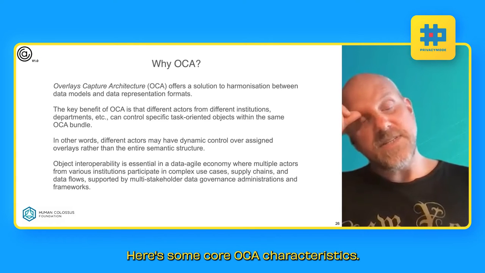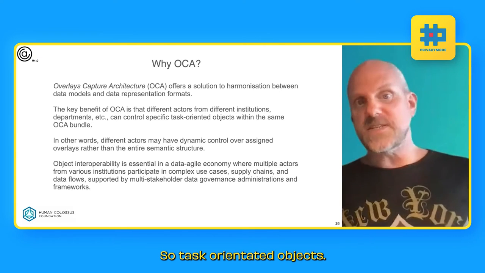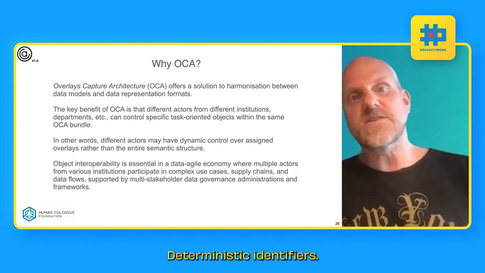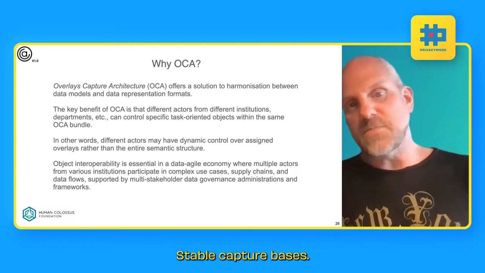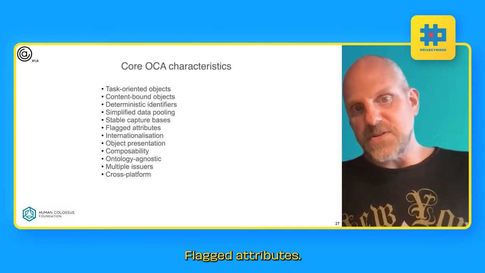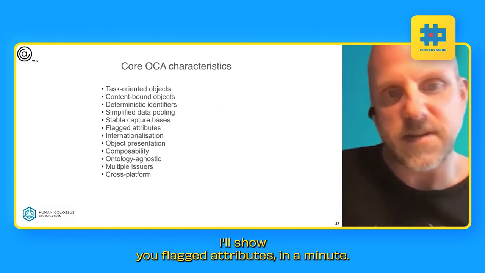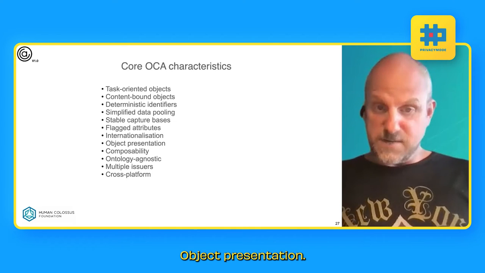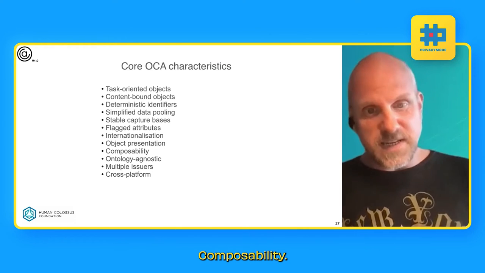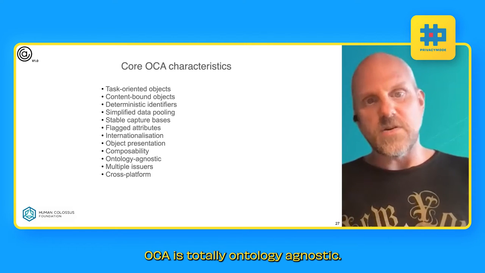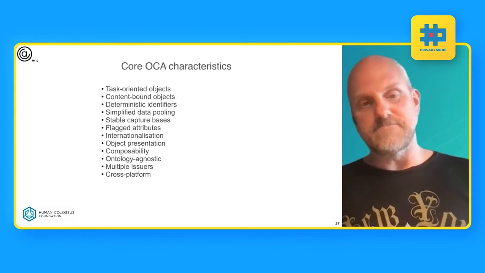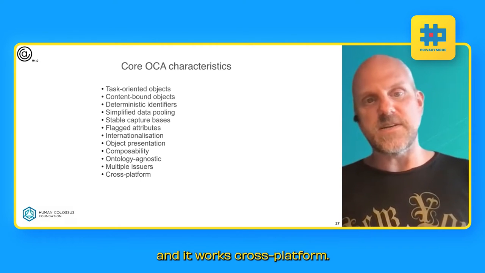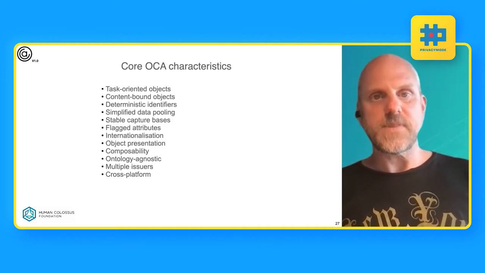Here are some core OCA characteristics: task-oriented objects, content-bound objects, deterministic identifiers, simplified data pooling, stable capture bases, flagged attributes. I'll show you flagged attributes in a minute; you'll see some code in a second. Also internationalization, object presentation, composability. OCA is totally ontology agnostic. You can have multiple issuers, and it works cross-platform.